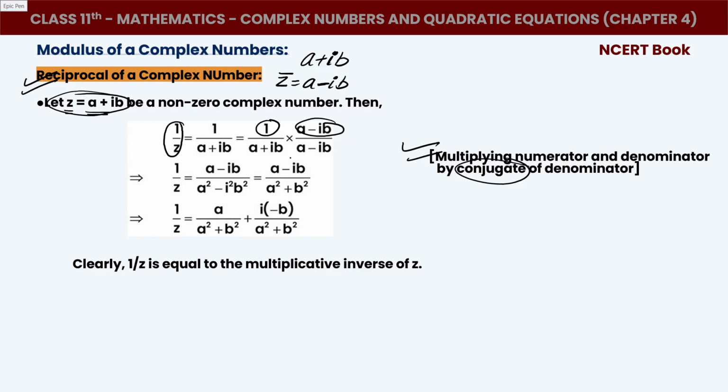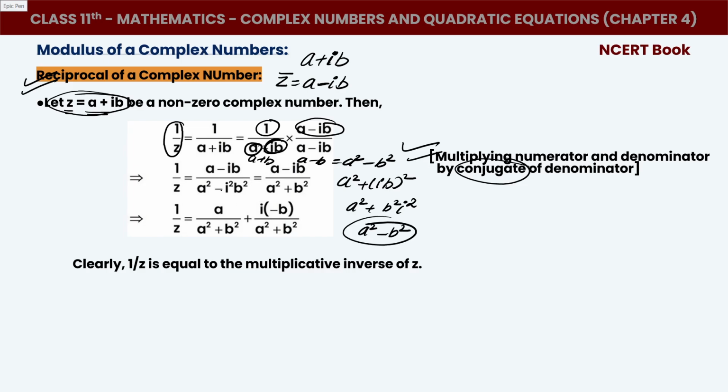And what about this denominator? It always forms (a plus b)(a minus b), which is a square minus b square. Now students, let's see what this a is. It's a only. And what is this b? Can you see here? Iota b. So I am keeping here (iota b) whole square. It's a square minus b square into iota square.